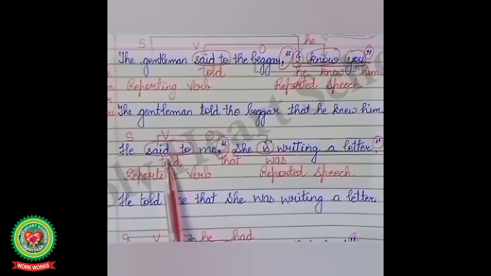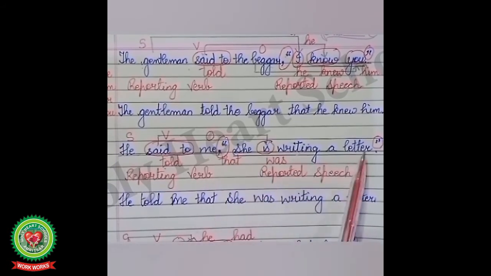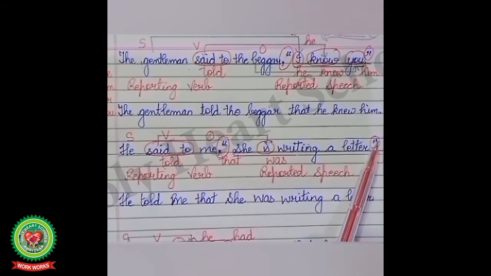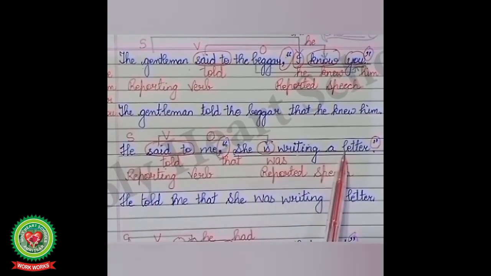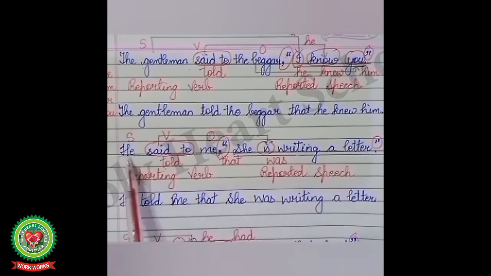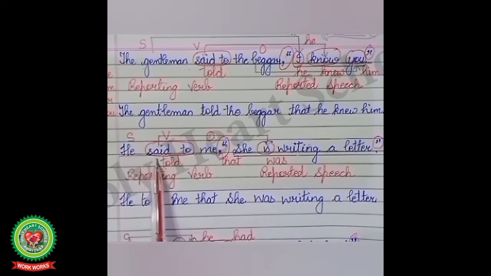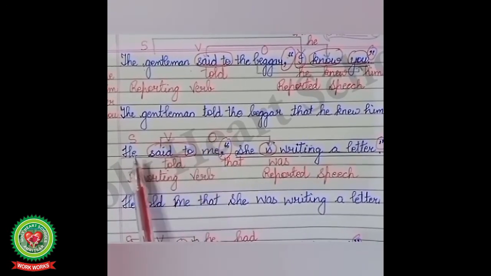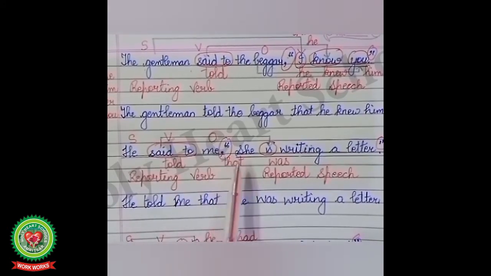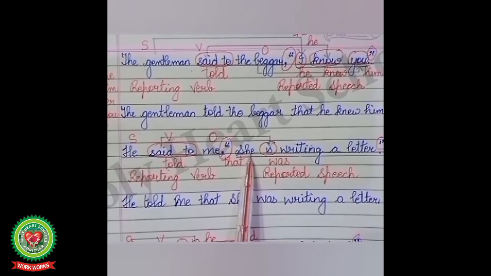Okay, look at example number 2. He said to me, comma, inverted comma start, she is writing a letter, full stop, inverted commas close. He said to me, reporting verb. She is writing a letter, reported speech. Who, he, so subject. Said, action word, so verb. To whom, me, so object. Said to changes into told. In place of inverted commas, we use the word that. She is a third person pronoun and third person pronoun does not change.